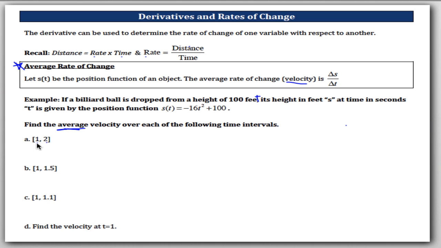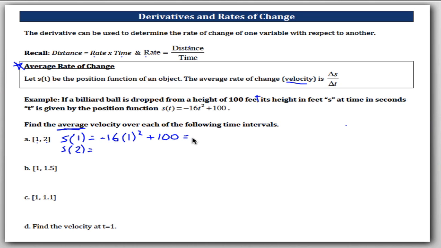So an entire second elapses. We want to know what was the average speed over that time. So what we have to do here is find the position at time equals 1 and the position at time equals 2. So we're just going to plug 1 into our function for position. So we have -16 times 1 squared plus 100.